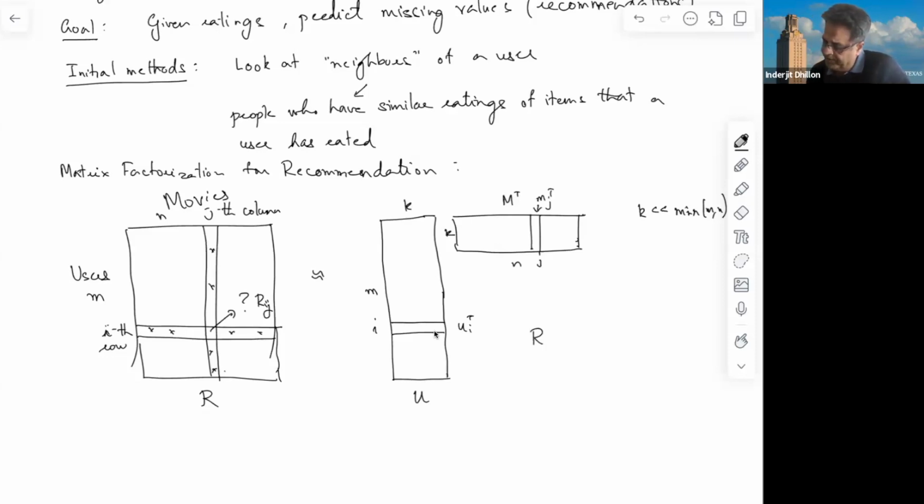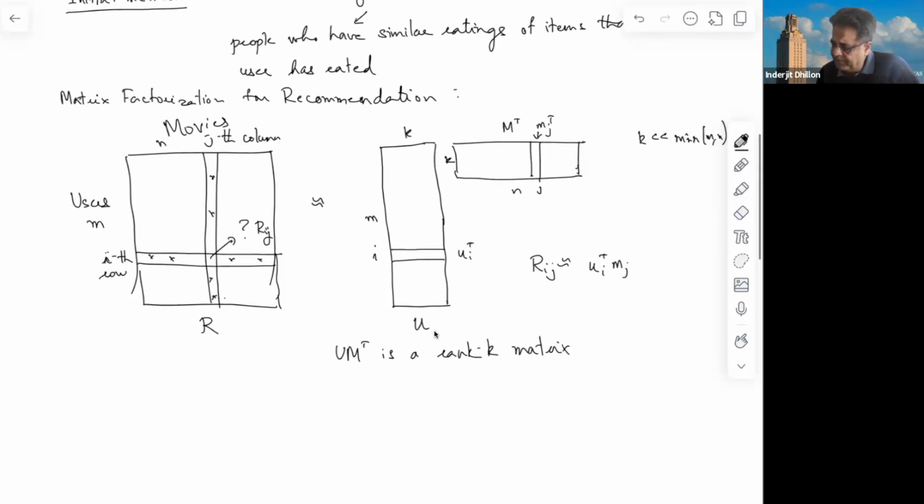So my model is the following, that Rij is, again, it's a simple model, right? I'm not saying that this is exactly what different places use currently, but it was actually quite successful. So I don't want to say that it is very, very simplistic. Okay, so it is Ui transpose times Mj. And you should convince yourself that U M transpose is a rank K matrix. Okay, so that's the model. That's that R is approximately equal to U M transpose.